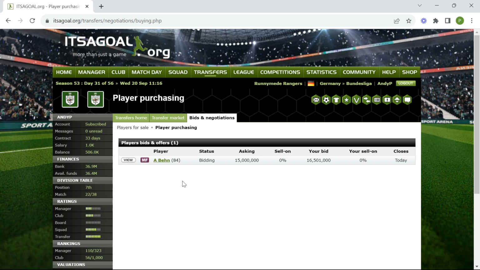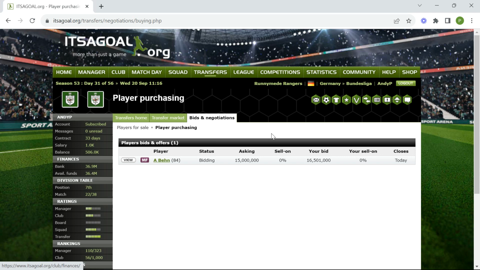Cool. And if you make a bid, so for example, I've made a bid of 16.5 million, then that means my available funds goes down to 20 million, because you can't just keep doing the 16.5 mil bids to your heart's content. So as soon as I make a bid, then the amount of money I've got available for other players decreases as well. Cool. Right, so that's transfer market.